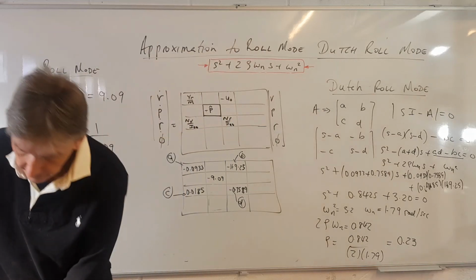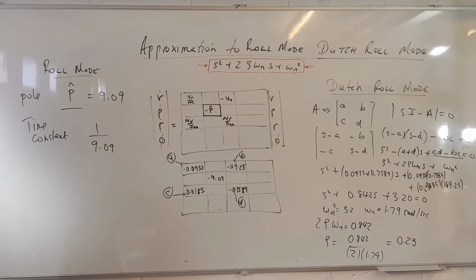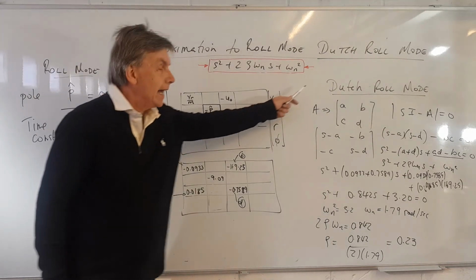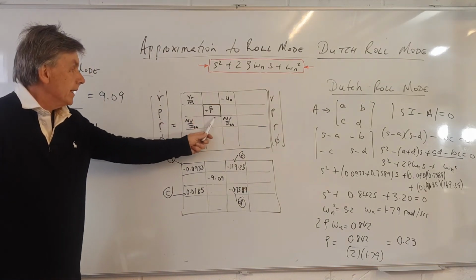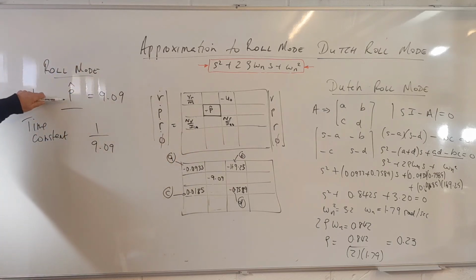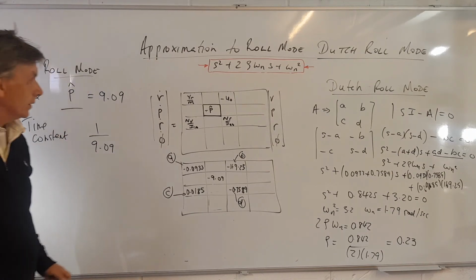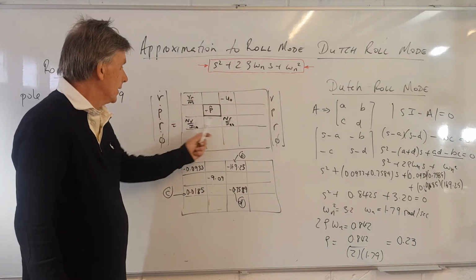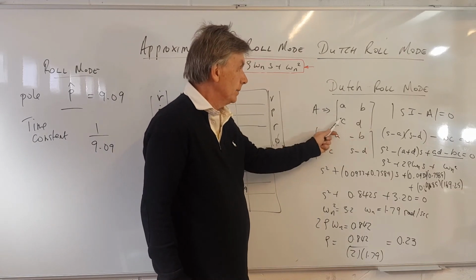So I've now been able to extract from this original 4x4 matrix the roll mode and the Dutch roll mode. And the way we've done that is very simple. Go for this parameter here, that's the 2x2 element. With the negative sign removed, that is the pole associated with the roll mode. If you want the time constant of the mode, it's 1 over the pole. If we want to get the Dutch roll mode, we have to extract those 4 numbers here, and then work out the eigenvalues of a 2x2 matrix.